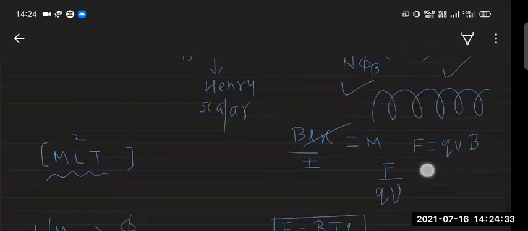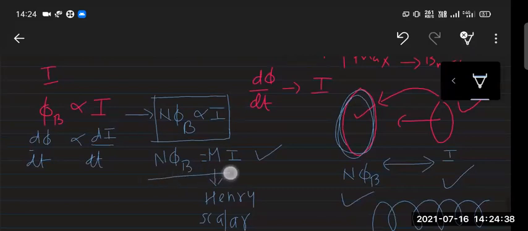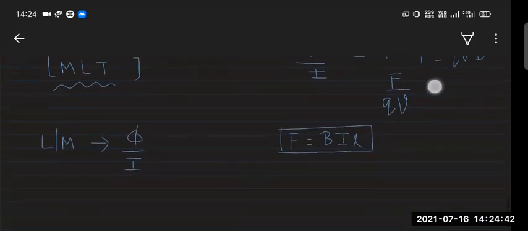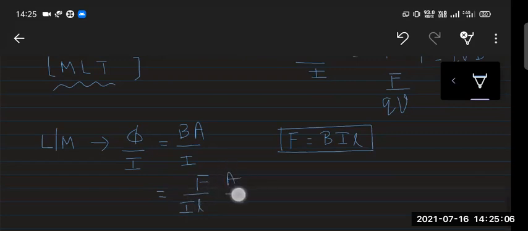If you focus back, it is what we said initially, this is the format. So that is magnetic flux divided by current, and flux is what? B into A, divided by I. So B is what? Magnetic field, F upon IL, into area upon I.